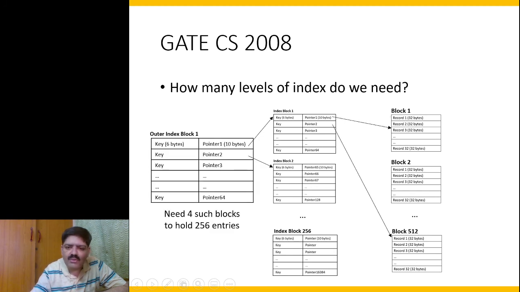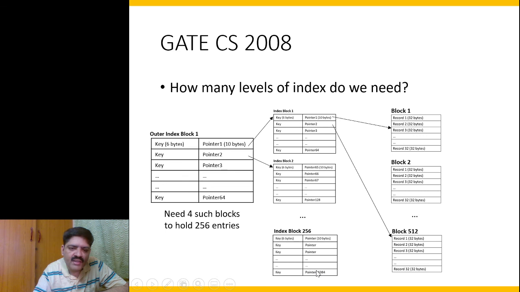Sorry about that call. Let's continue with the second part: can I improve the efficiency even further? One way to improve the efficiency is to add another layer of index blocks. This layer again has 6 bytes of key and 10 bytes of pointer. So I again can have 64 records per block, and now instead of 16,384 entries, I only have 256 entries here.